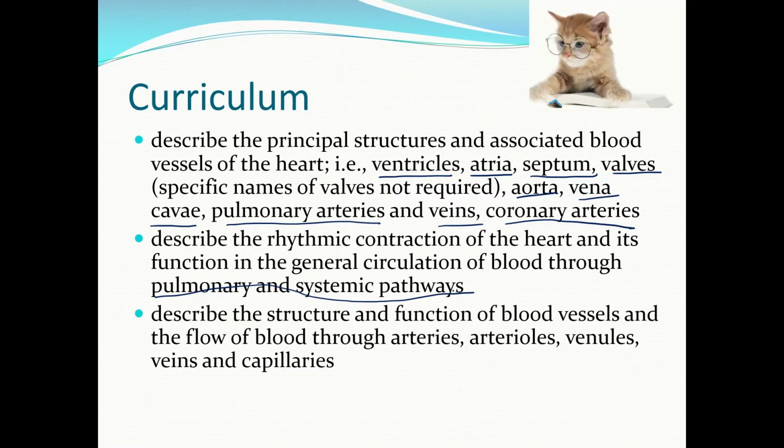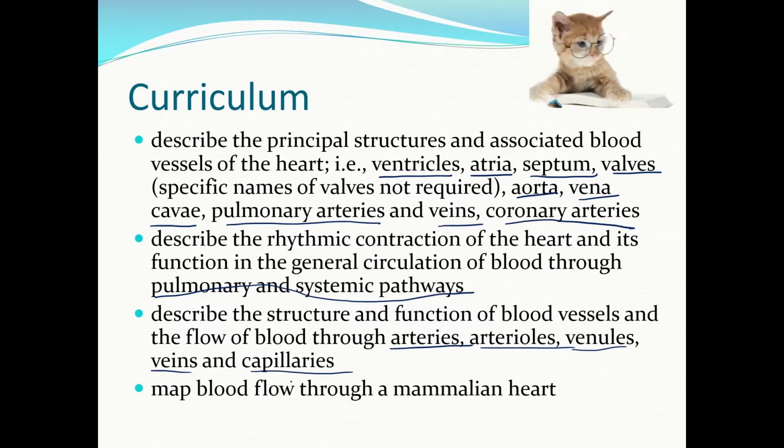Describe the structure and function of blood vessels, of blood, through more terms: arteries, arterioles, venules, veins, and capillaries. And map the blood through a mammal's heart.